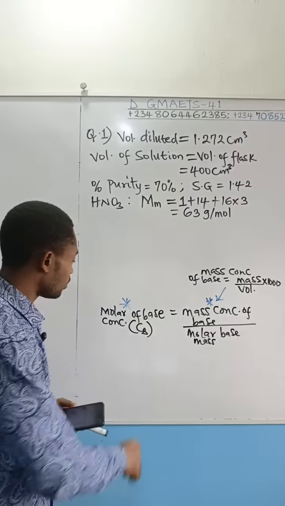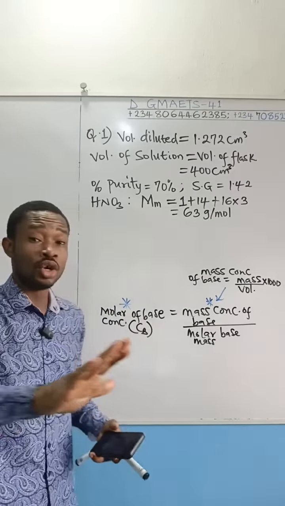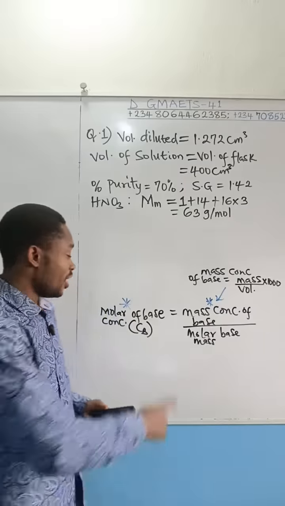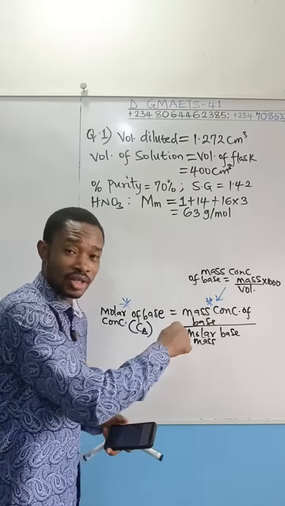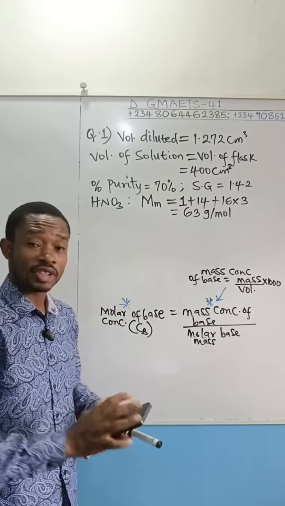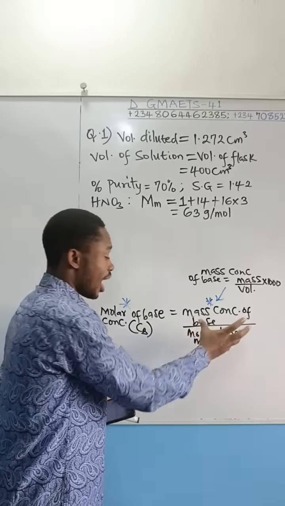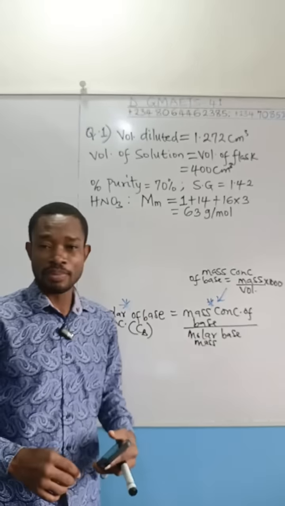We know it. Molar conc of the base, we don't know it. So we are going to go find it. If I get this guy, and I know this guy because values were given to us to calculate it, then my problem is as good as solved. I can now fix them into this formula and calculate molar mass of the base.